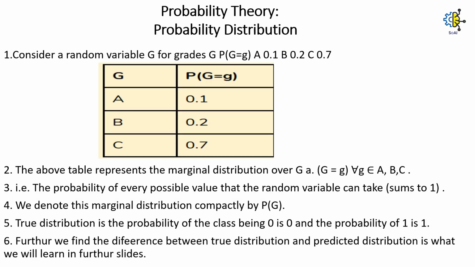Here, probability distribution. Consider random variable g for grades. The probability of grade A is 0.1, the probability of grade B is 0.2, and the probability of grade C is 0.7.